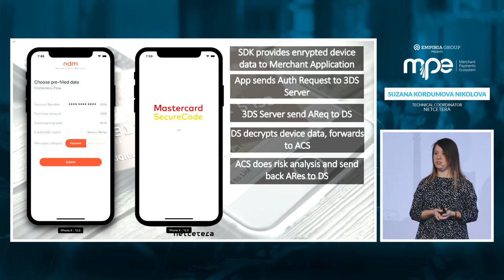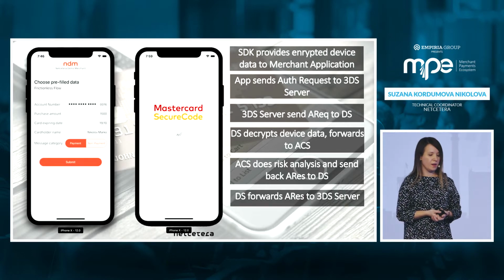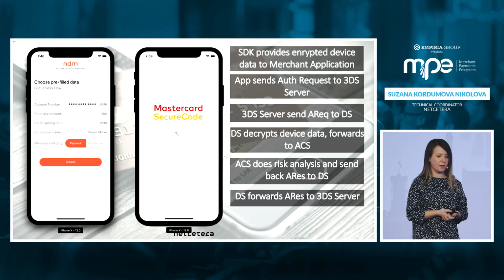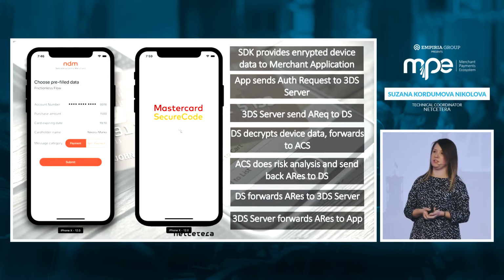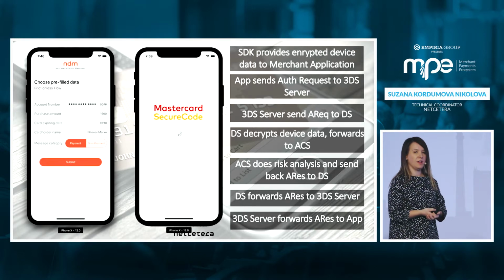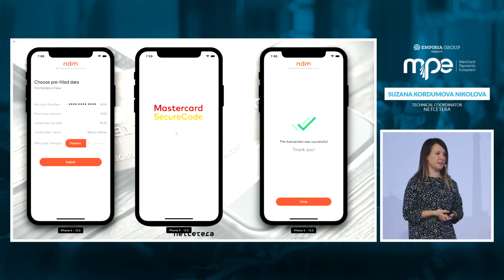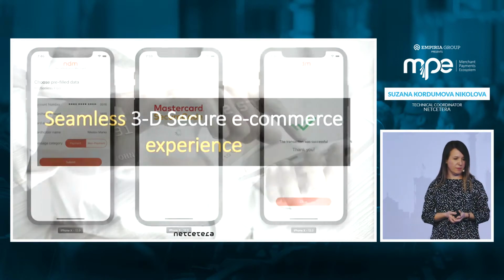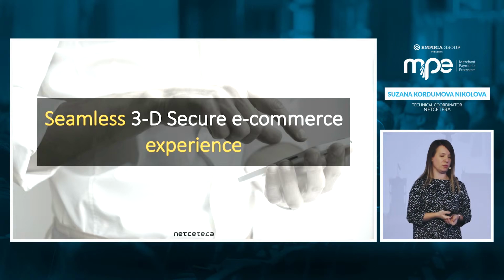The ACS does the risk analysis and sends a response back to the DS. The DS forwards the authentication response to the 3DS server. And the 3DS server then forwards the authentication response to the merchant application. There are a lot of things happening in the background, and all the user sees is this. It's that easy. This is the frictionless flow we were talking about, and this is the seamless experience that the new 3D Secure protocol offers.